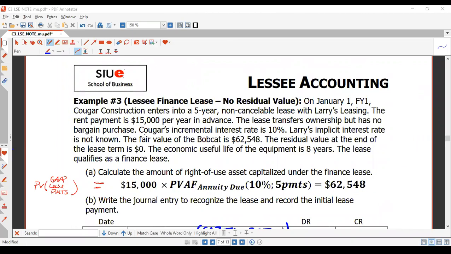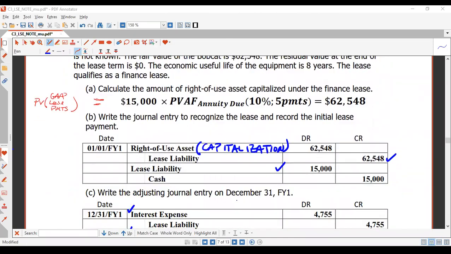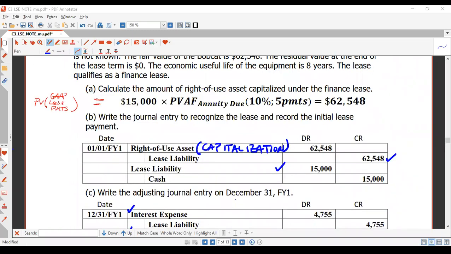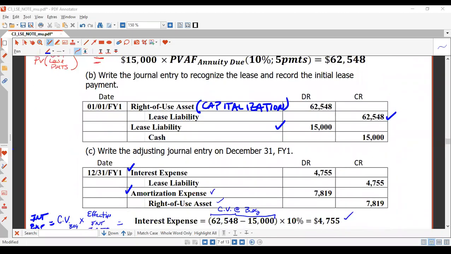Let's see. I am recording. How about that? And I'm continuing with example 3 from the Lessee lecture note. In the prior video, I just did A and B. What we did was calculate the capitalized amount of the right of use asset. Then in part B, we recorded the capitalization along with the first payment on the lease liability. And in part C, we did the first adjusting journal entry where we recognized interest expense and amortization expense.